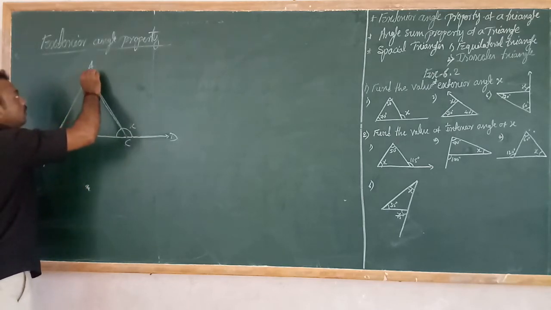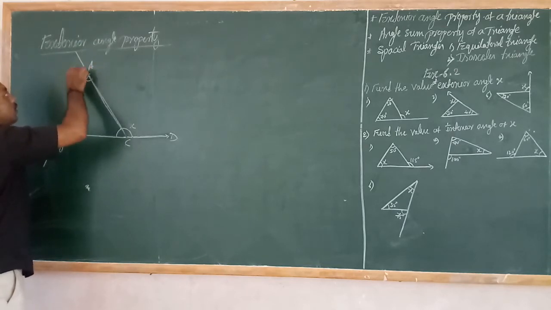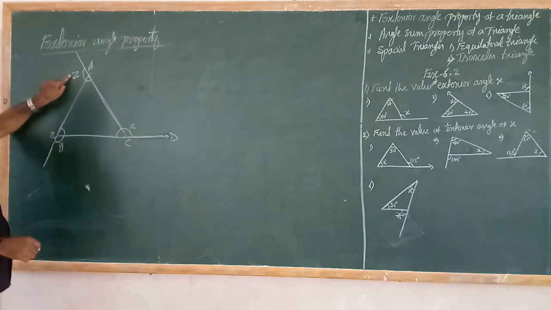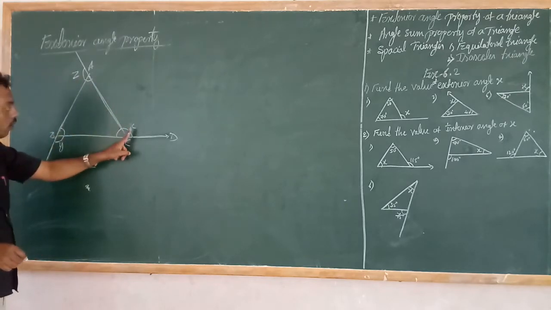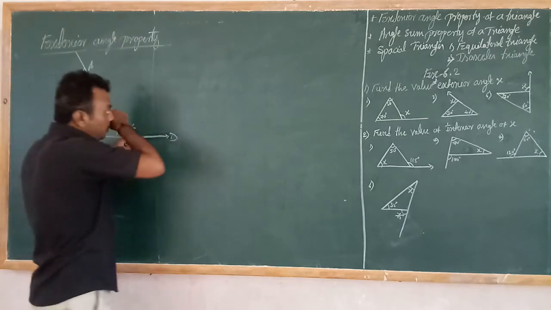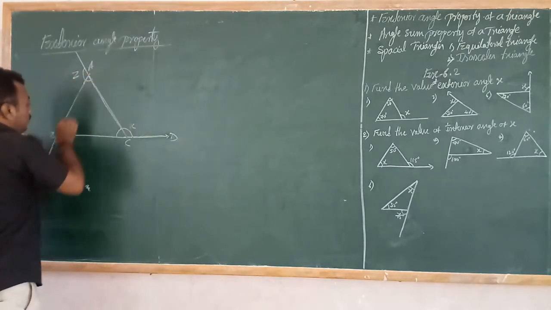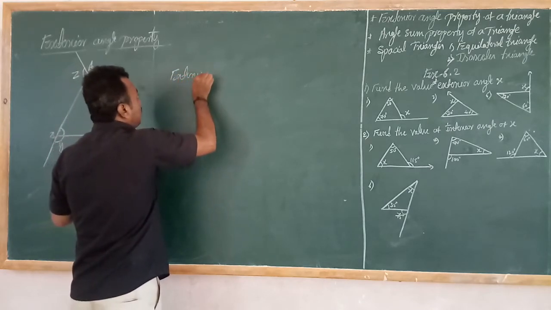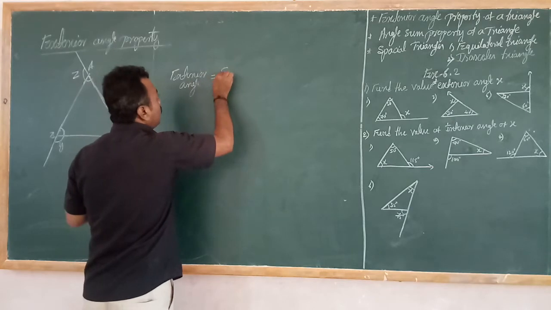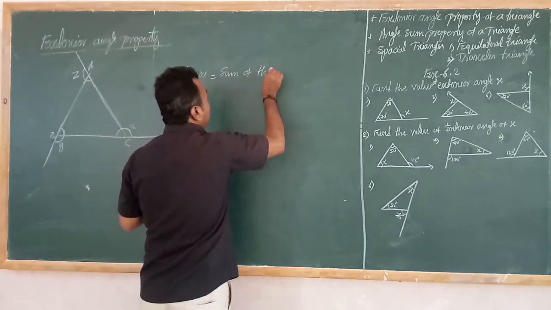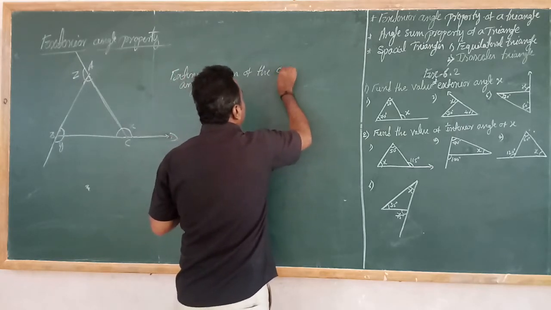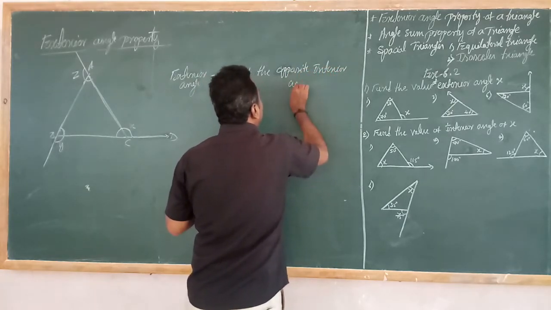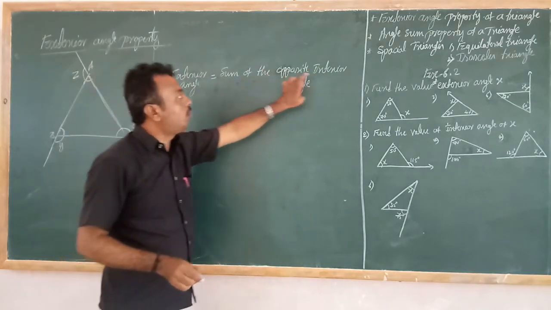And one more thing. This is another exterior angle, this is Z. See, angle X, angle Y, angle Z: these are the exterior angles. So what do we say about the exterior angle property? This is angle A, and this is angle B, and this is angle X, the exterior angle. It is equal to the sum of the opposite interior angles.